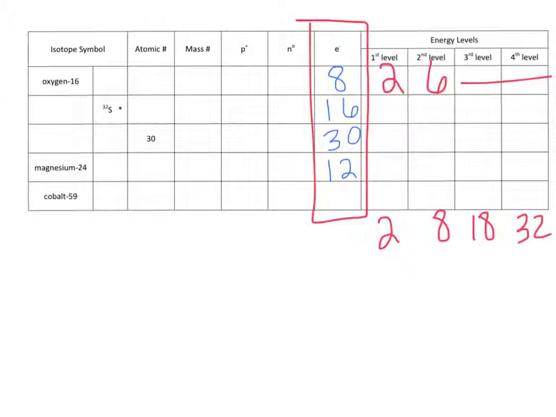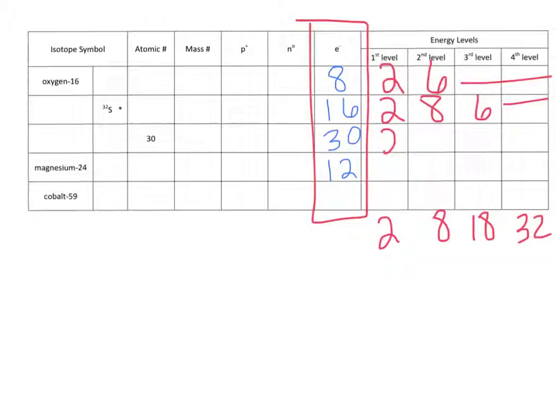For sulfur, 16 electrons, 2 go on the first level, 8 in the second, which leaves us with 6 electrons in the third level. So there is no fourth level for sulfur. Sulfur is a larger atom than oxygen because it extends 1 more energy level.